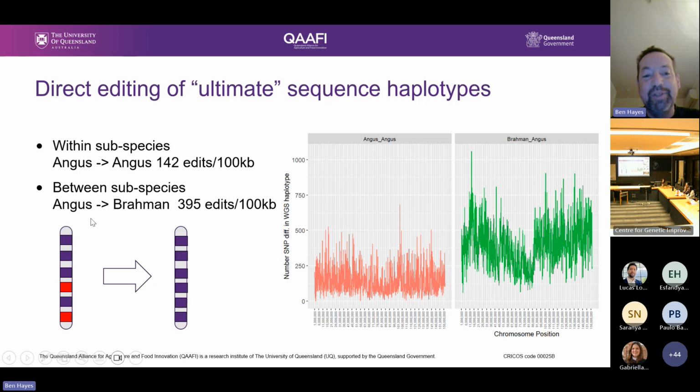Between our subspecies, so we work a lot in Brahman and Taurus cattle. If you had to edit the best Angus haplotype into a Brahman animal, you're looking at something like 395 edits per haplotype, per 100 kb stretch. So if you multiply that up over the genome, it's a very large number of edits. You can save yourself a lot of editing by starting out with the best individual in the population and just editing out those few segments that it carries that aren't the most desirable, but it's still a lot of editing.